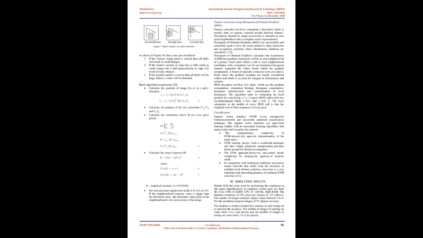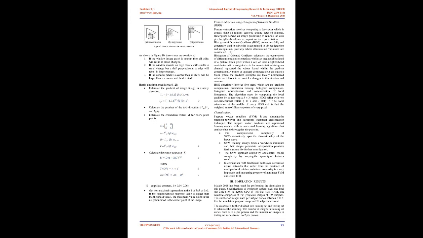Feature extraction using histogram of oriented gradients, HOG. Feature extraction involves computing a descriptor, which is usually done on regions centered around detected features. Descriptors depend on image processing to remodel an area pixel neighborhood into a compact vector representation. Histograms of oriented gradients, HOG, are successfully and coherently used to solve the issues related to object detection and recognition, precisely where illumination variations are considered.